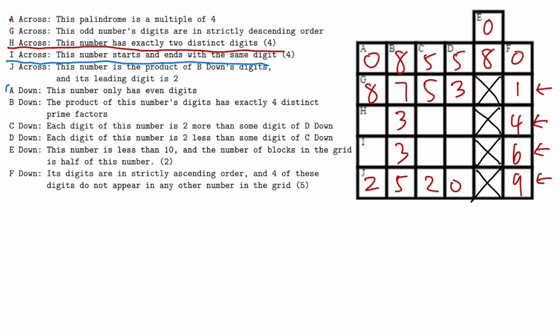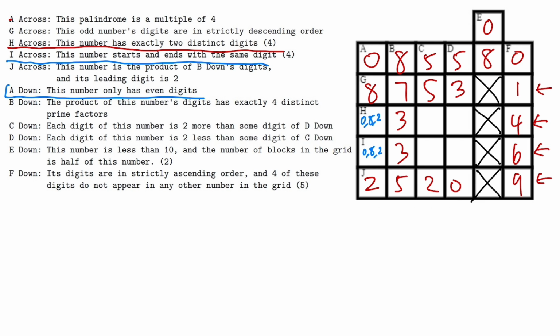So now why don't we take a look at A down? This number only has even digits. So we have 0, 8, 2 right now. And remember, we cannot use 4 and 6. So that means we can only have 0, 8, and 2.